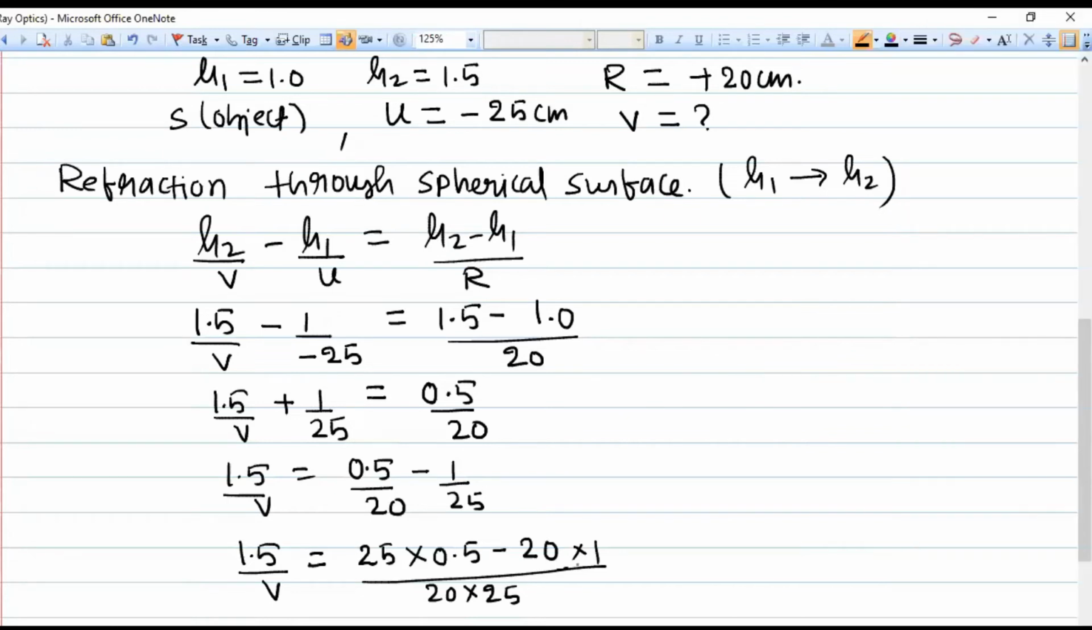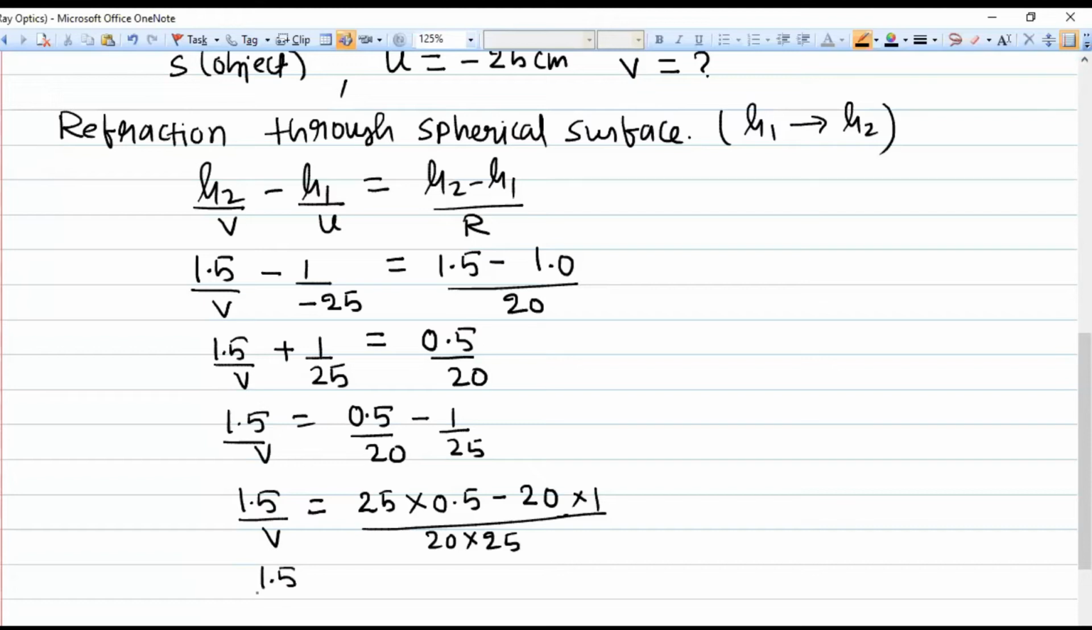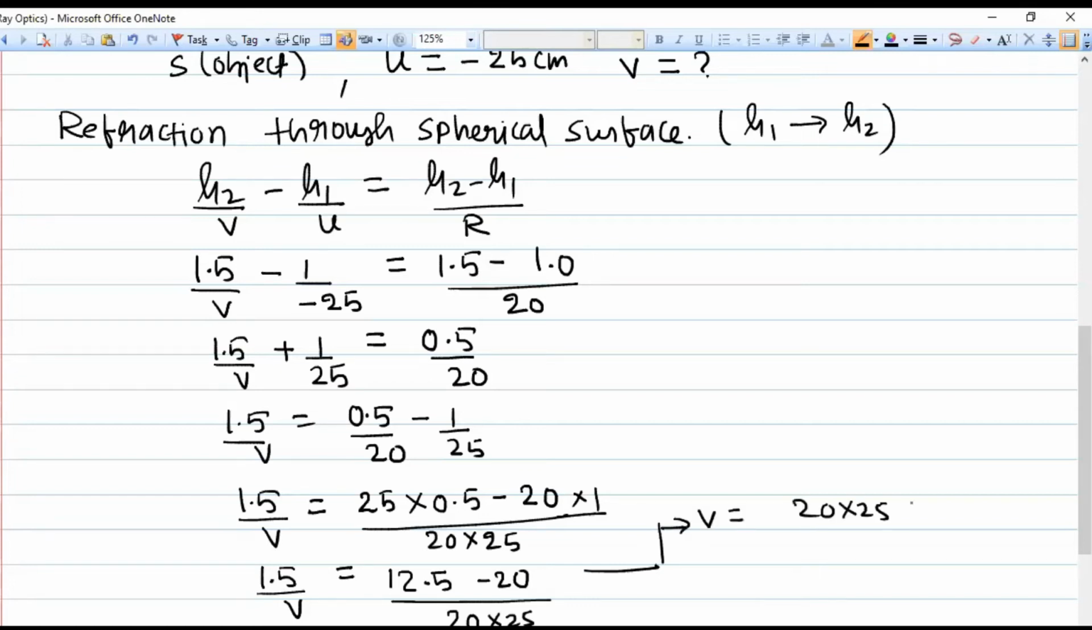Now solve this. When you solve, you will get the position of the image. 1.5 divided by V equals 25 into 0.5, so it will be 12.5, minus 20 into 1, divided by 20 into 25. Is it clear? And from here we can calculate the value of V. V will be equal to 20 into 25 multiplied with 1.5 divided by (12.5 minus 20).